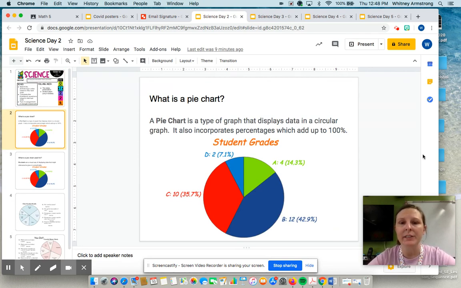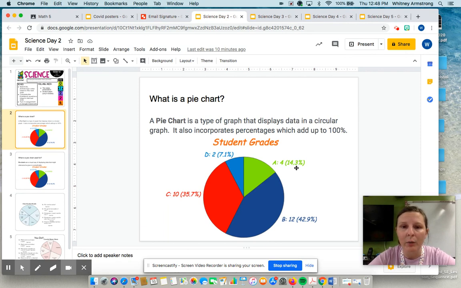So a pie chart is a type of graph that we use that displays data in a circular graph. So it's in a circle, just like this picture right here. And most of them also incorporate percentages that add up to 100%. So if you see here, I found a picture of a pie chart that has student grades, and it's separated into A, B, C, and D. This one shows the number of students who actually have that grade, and it also shows the percentages, okay?